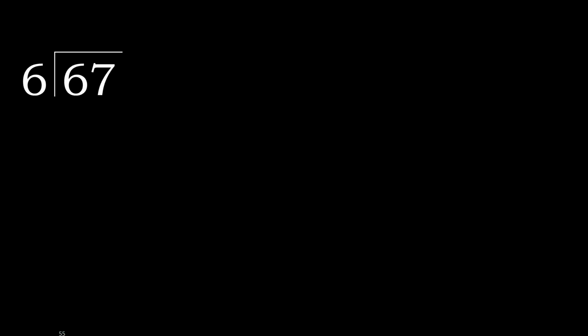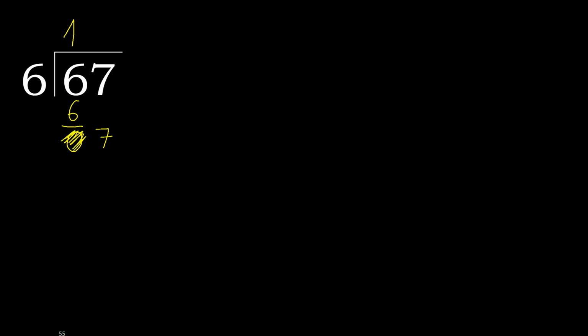67 divided by 6. 6 is not less, therefore we start with 6. Okay, 6 multiplied by which number is nearest to 6 but not greater? 6 multiplied by 2 is 12, which is greater. 6 multiplied by 1 is 6, okay, not greater. 6 minus 6 is 0. Next.